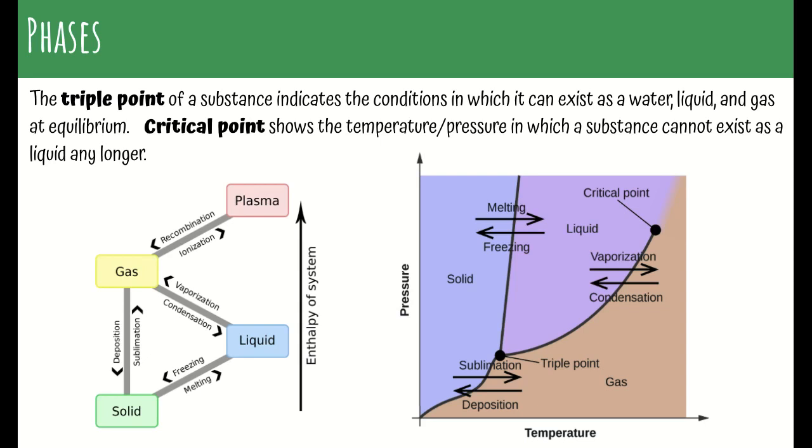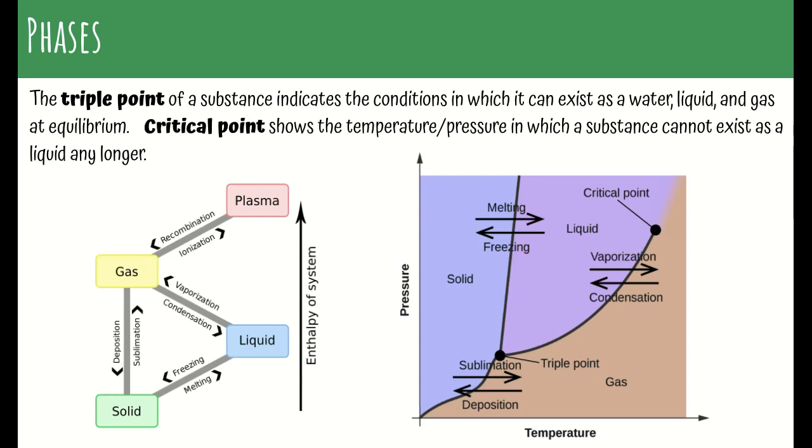So gas straight to solid is called deposition. Okay, so it does not turn into a liquid first. It just condenses. It goes straight from a gas into a solid. That's deposition. Sublimation is the opposite. So sublimation would be a solid straight into a gas. So think like a chunk of dry ice. Okay, it's not melting into a liquid. It's just turning into a gas.